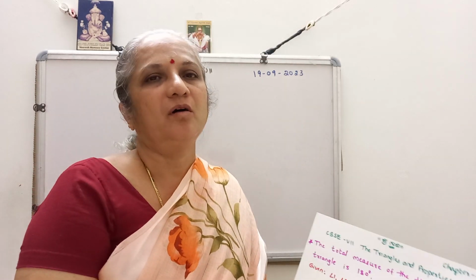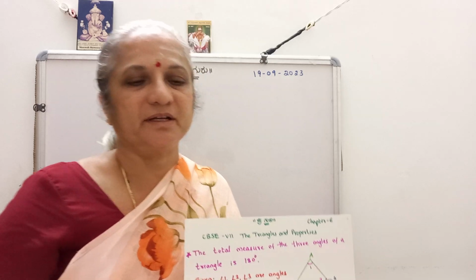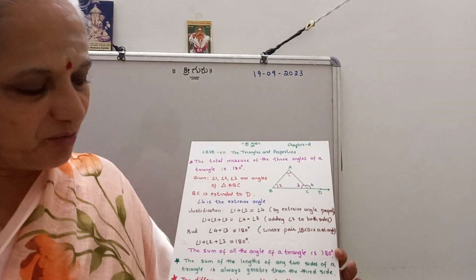Namaste children. Today we study about another property of the triangle. It is angle sum property. Sum of all the angles of the triangle is equal to 180 degrees. And so many properties are there.